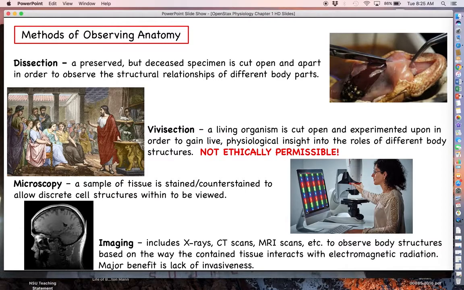So the idea here is that we're able to observe body structures based on the way that the tissues and ultimately the structures themselves interact with different types of electromagnetic radiation. The major benefit here, and again, we'll have a more complete discussion on this topic in a later video, is that you can observe someone's anatomy without them being dead or without cutting into them. The major benefit here is a lack of invasiveness.